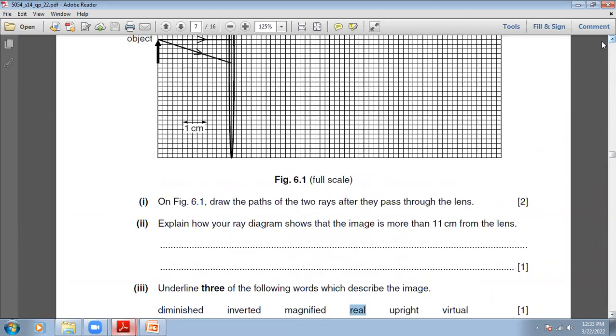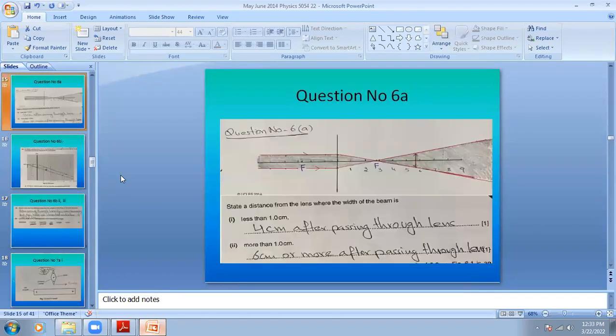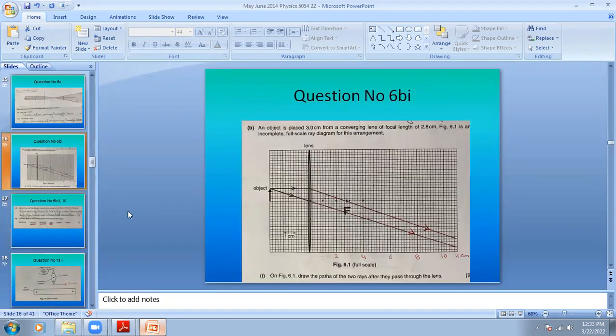My dear students, we are done with this part. I just forgot: this question number 6 had 2 parts. Basically, question number 6A, we are done with this. The width of the beam less than 1 centimeter is here, so you can name any 4 or 5. And the width of the beam more than 1 centimeter is here, so you can say 6 centimeters, 7 centimeter, 8 centimeter. You can name any location. Okay, so we are done with this one also.